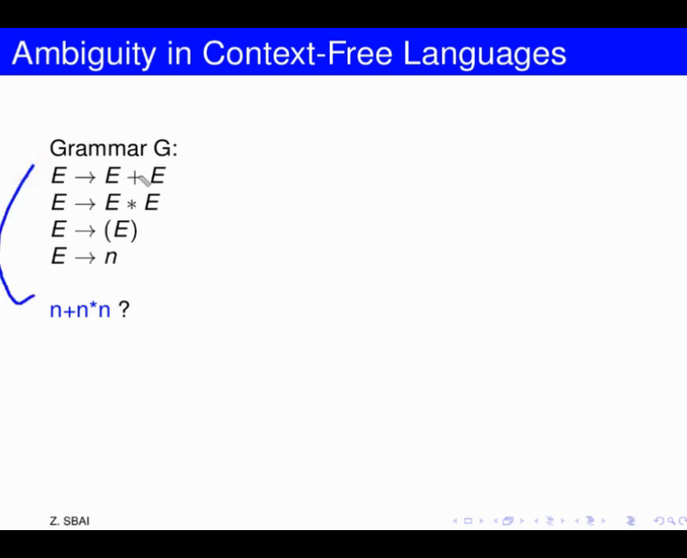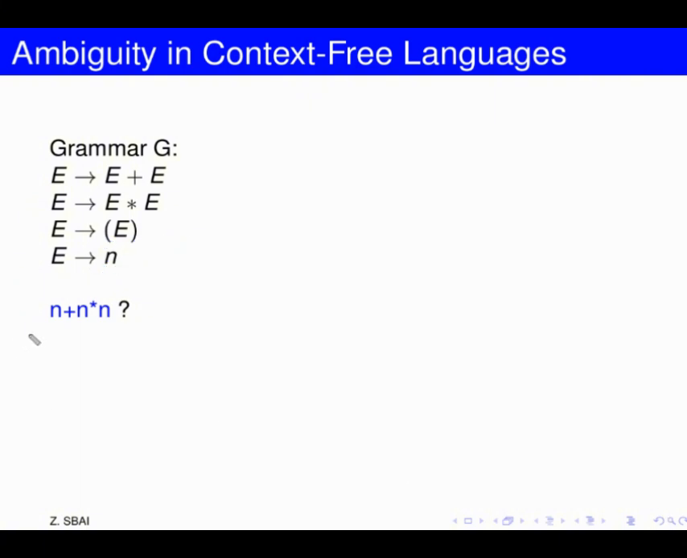E produces E plus E, or E multiply E, or E between parentheses, or N. Here N represents any number N. So it's clear that we will generate with this grammar arithmetic expressions with the operators plus and multiply. Any arithmetic expression may be written between parentheses, and the operands will be in the form of n, which is here a terminal representing any number n.